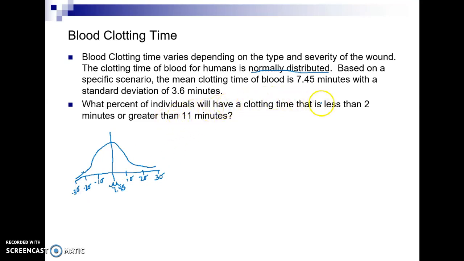So we are asked about two different times. We're asked about 2 minutes and 11 minutes. So I need to calculate the z-score for each of those. So we know that z is to take the piece of data, subtract the mean, and divide by the standard deviation. So finding z for 2 minus 7.45 divided by 3.6 gives me a value of -1.5, and that makes sense to me because we recognize that to be below the mean.